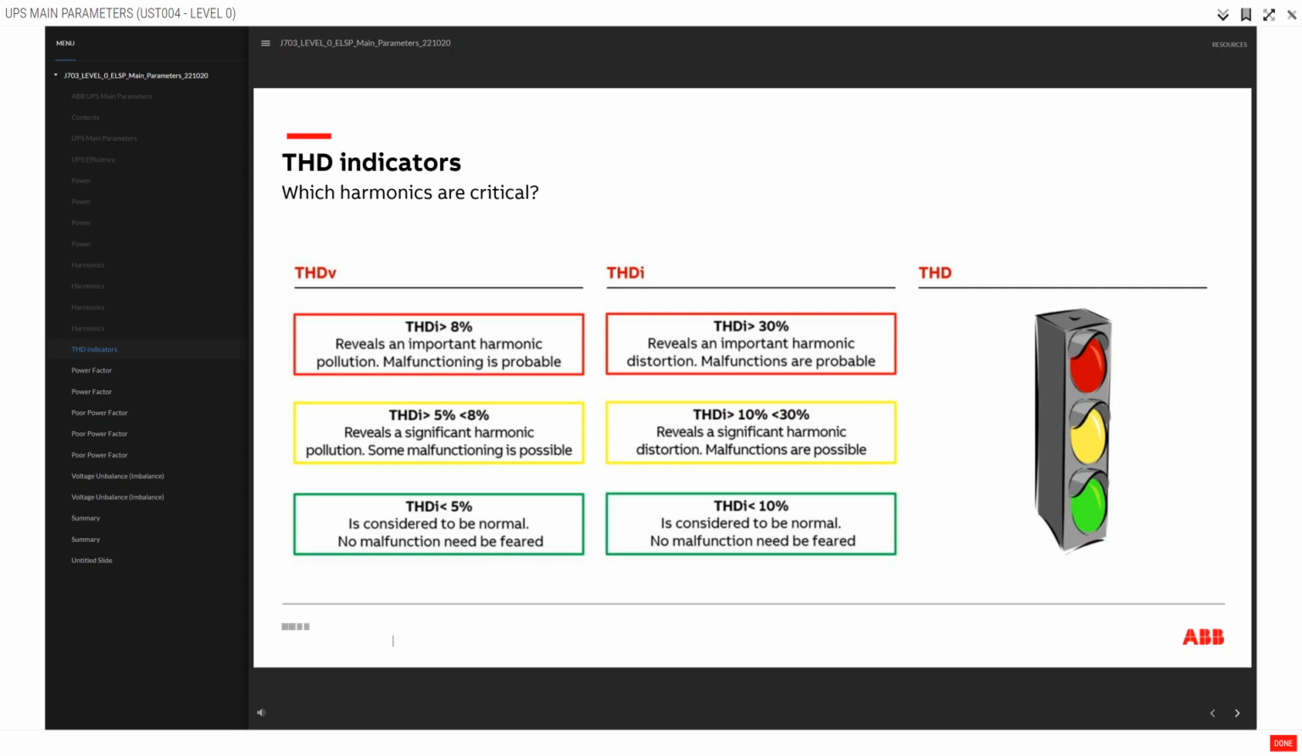Current THD. THD I greater than 30% reveals an important harmonic distortion. Malfunctions are probable. THD I between 10% and 30% reveals a significant harmonic distortion. Malfunctions are possible. THD I less than 10% is considered to be normal. No malfunction need be feared.